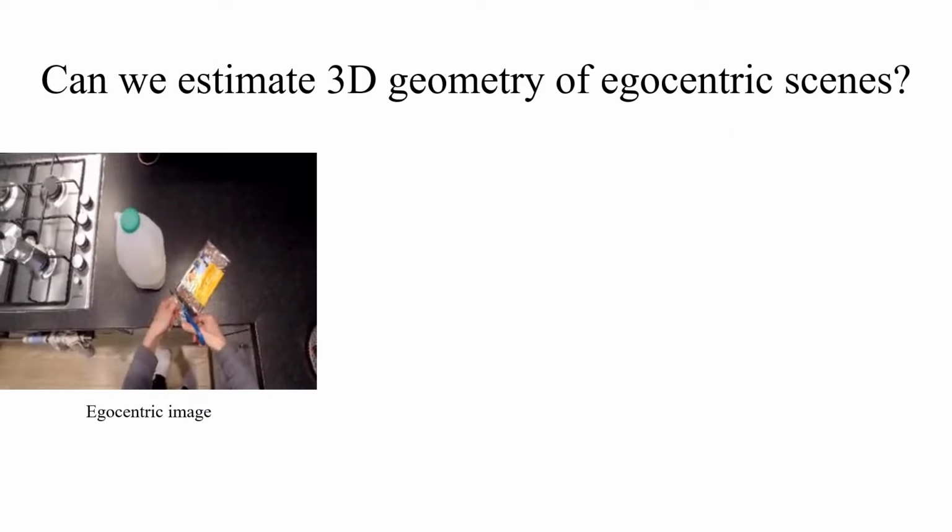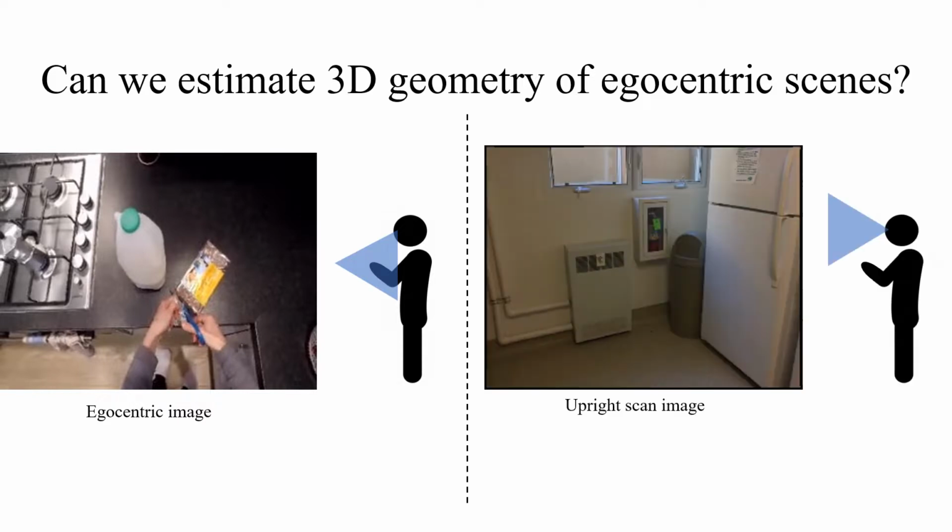Egocentric image captures hand-related activities due to our hand-eye coordination. As a result, egocentric images are taken under large hand motion, almost 90-degree pitch angle in this example. This is in contrast to upright scan images such as the one from ScanNet, where most of the images are captured in the upright position, hence the geometry such as surface normal is well predicted.